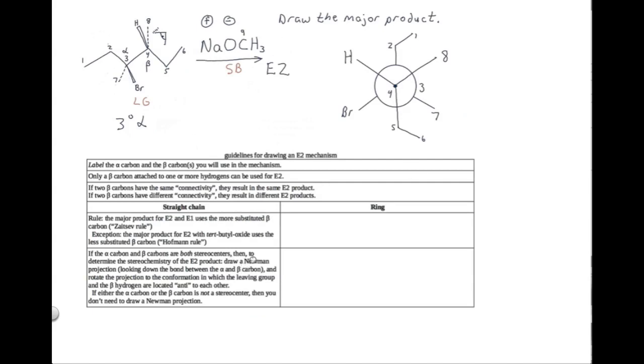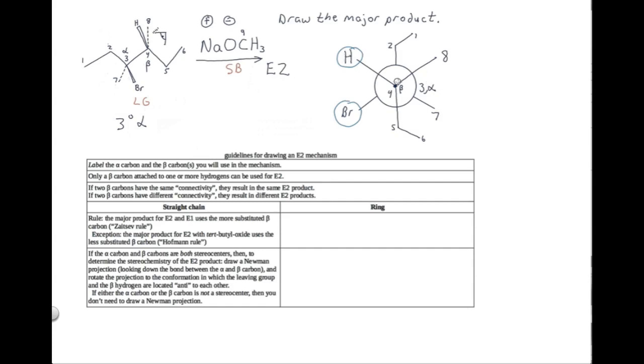Now that we've got the Newman projection, we have to rotate the projection so that the leaving group and the beta hydrogen are anti to each other. So can you find those in this picture? Here's the leaving group in this picture, and here's the beta hydrogen. Maybe it would help to label these here. Carbon 4 is our beta carbon, and carbon 3 is our alpha carbon.